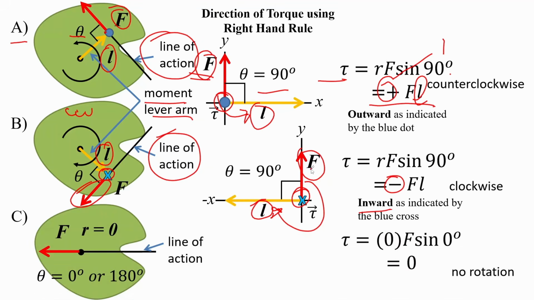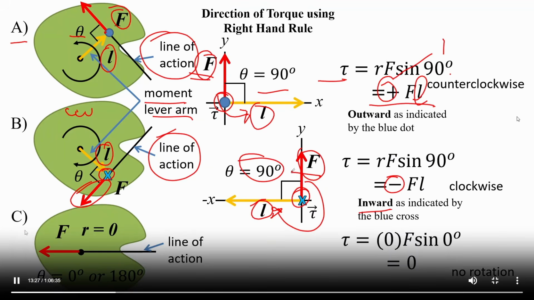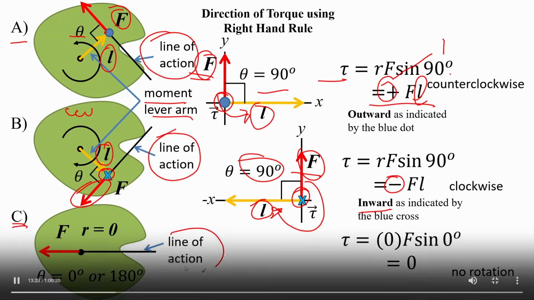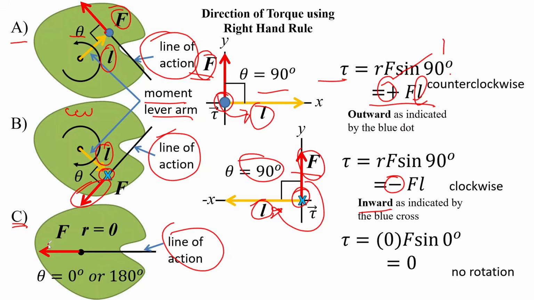Same function, since the angle between the moment lever arm and the force F is 90 degrees. The last one is just the same. The line of action directly hits the point of rotation. So the angle between them is 0 or 180 degrees. And as you know, the sine of 0 is 0, and the sine of 180 is also 0.